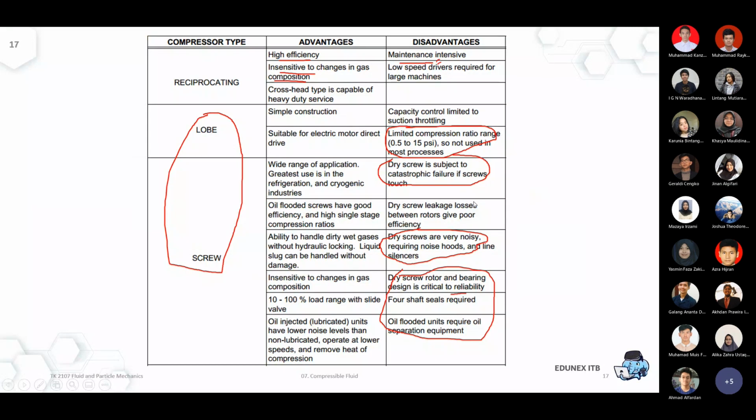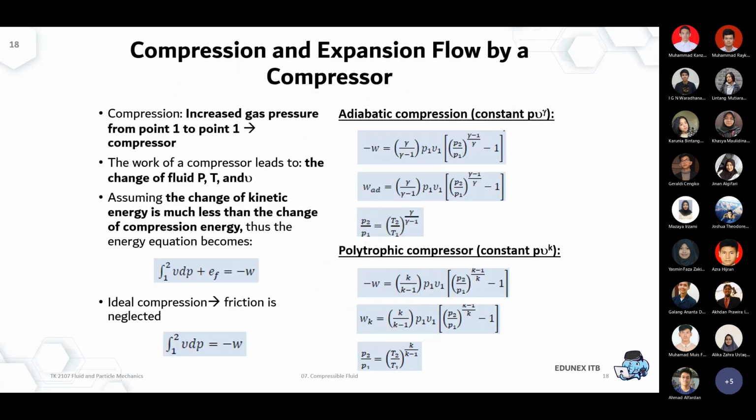Okay, so we'll start the class now. Last week we already talked about the types of compressors, including the principle of the centrifugal compressor and the reciprocating compressor, and some of the main advantages and disadvantages of each type of compressor, including the selection. So today we have 2 hours to talk about the calculations for compressors.